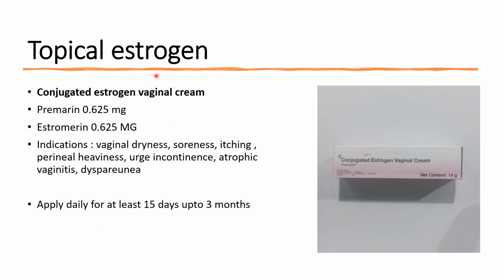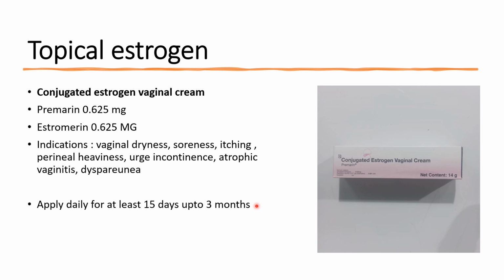Okay, now topical estrogen, which we discussed. It is available by the name of conjugated estrogen vaginal cream, conjugated equine estrogens. It is available by two brand names, Premarin and Estromarin. The strength of both of these drugs is the same, that is 0.625 milligram. Indications for its use are vaginal dryness, soreness, itching, perineal heaviness, urge incontinence, atrophic vaginitis and dyspareunia. How to apply? It has to be applied daily for at least 15 days. Minimal time period is 15 days. Up to 3 months it can be prescribed along with follow-up.